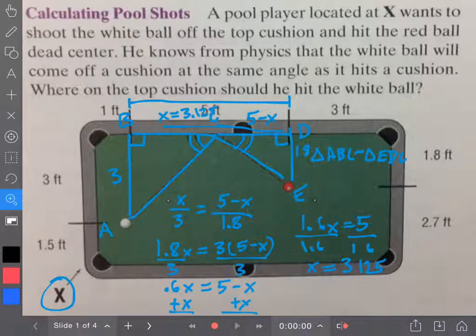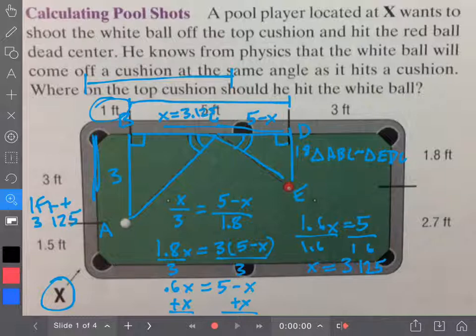And I think that in the problem, it says where on the top cushion should he hit the white ball, and I think they write that answer as the total distance from the edge. And so since I have 1 foot right here, the total distance from the left edge should be 1 foot plus our 3.125 feet, which is a total of 4.125 feet from the left side. And I think that is our final answer. 4 1/8 feet. Excellent. So that's problem 79.